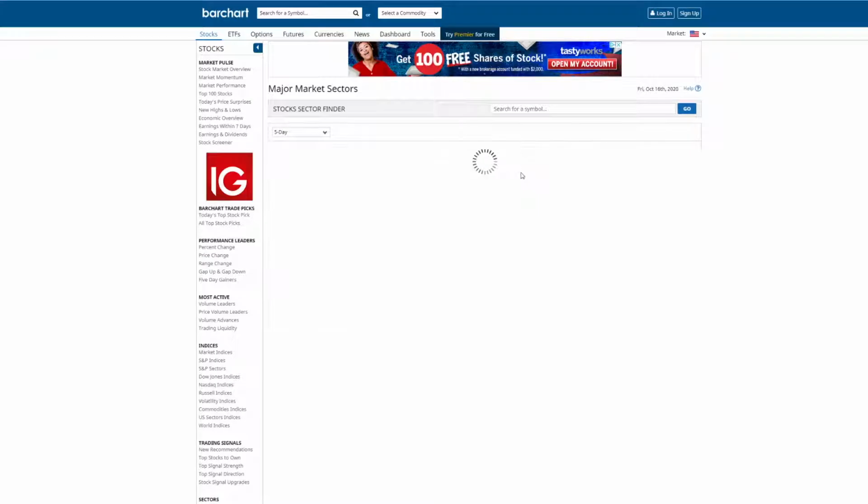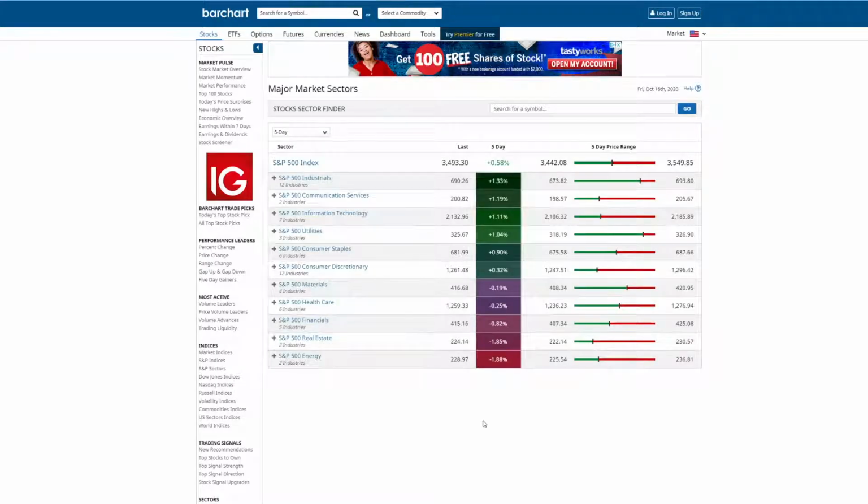For the 5 days, the market was up half of a percent, a little more, 0.6. Led by industrials, communications, information technology was up 1%. And again, energy and real estate sucked, and financials. So very mixed message. Okay, it's not very bullish. I wouldn't call that bullish.